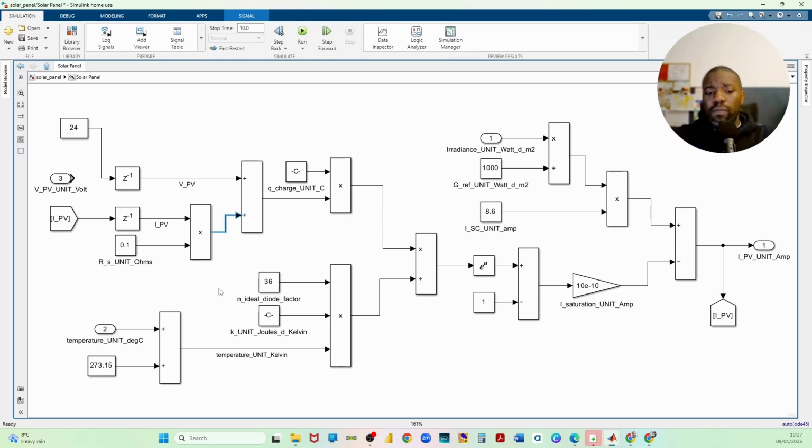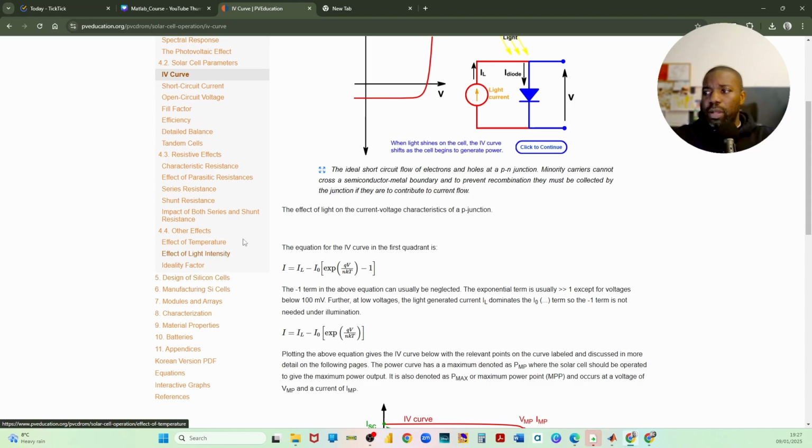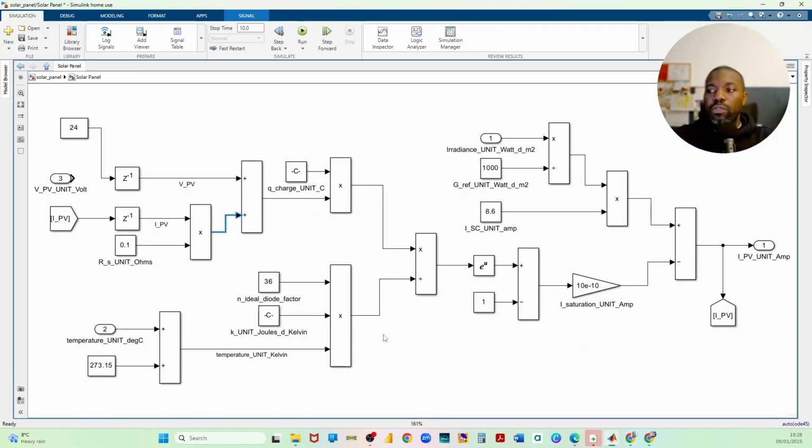Now, if you think about this, there is a problem, right? The current that you want to compute is a function of the current that is required to compute it. We call that an algebraic loop. It can be solved in different ways. Simulink is very good at trying to solve an algebraic loop. And the one thing that we do in Simulink is we add what we call a delay.